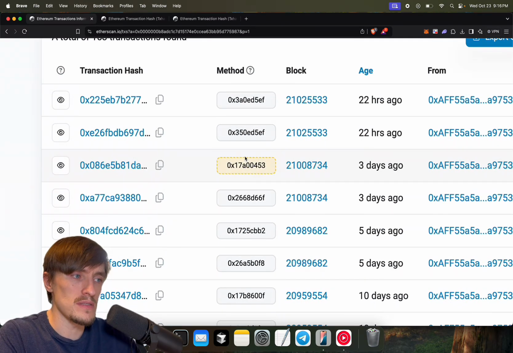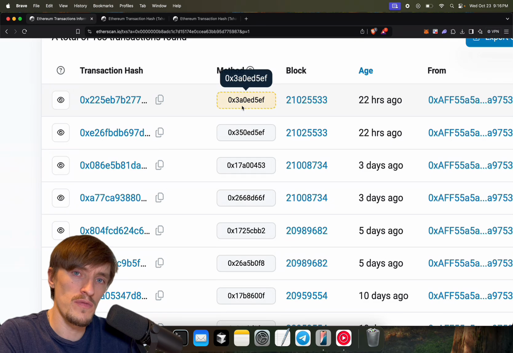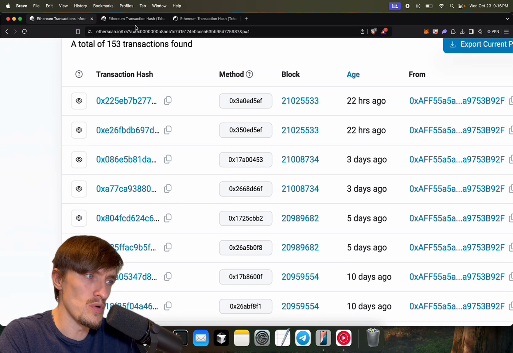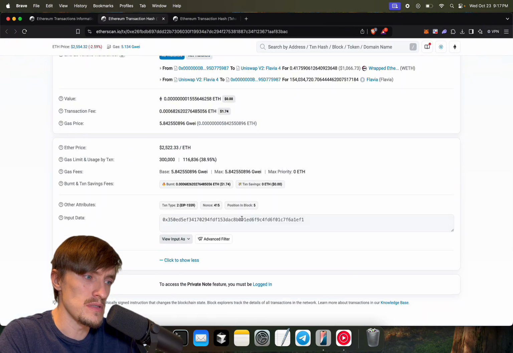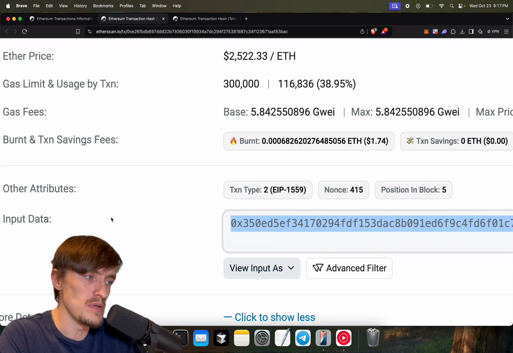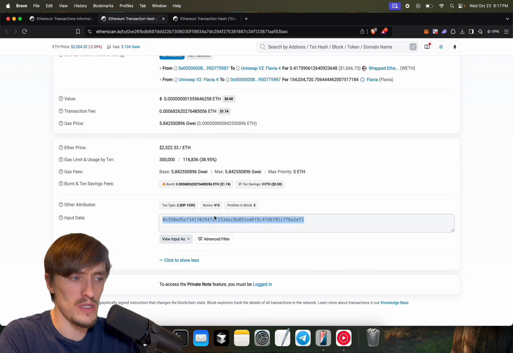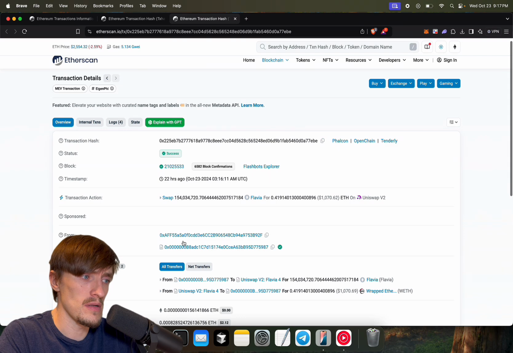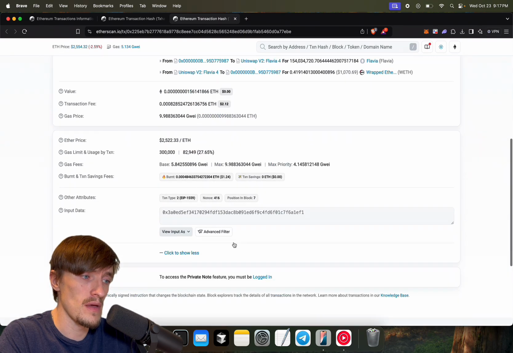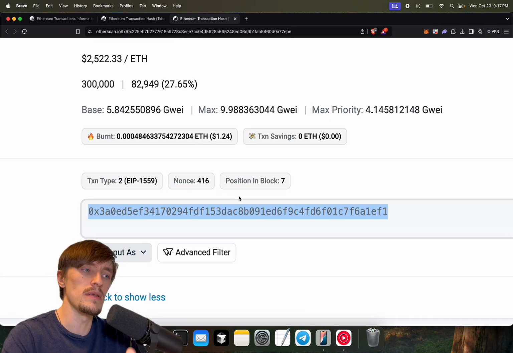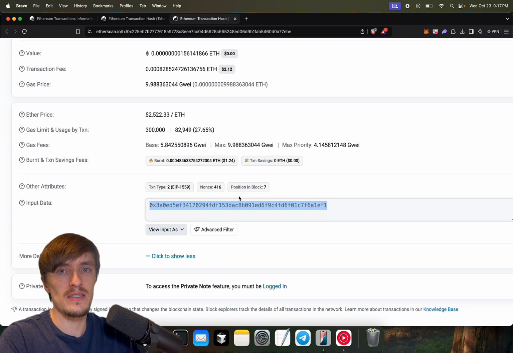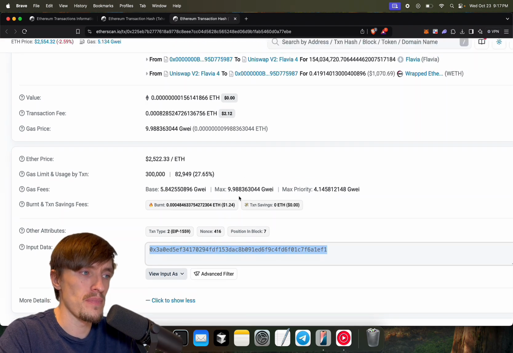One of the things I did is I added a new method for sandwiching that is much more gas efficient. So you can see the call data, the input data, is so much smaller than the others. It's a very small amount, which means the gas cost will be way lower than the other method I'm using, which is more precise, but the gas cost is higher.